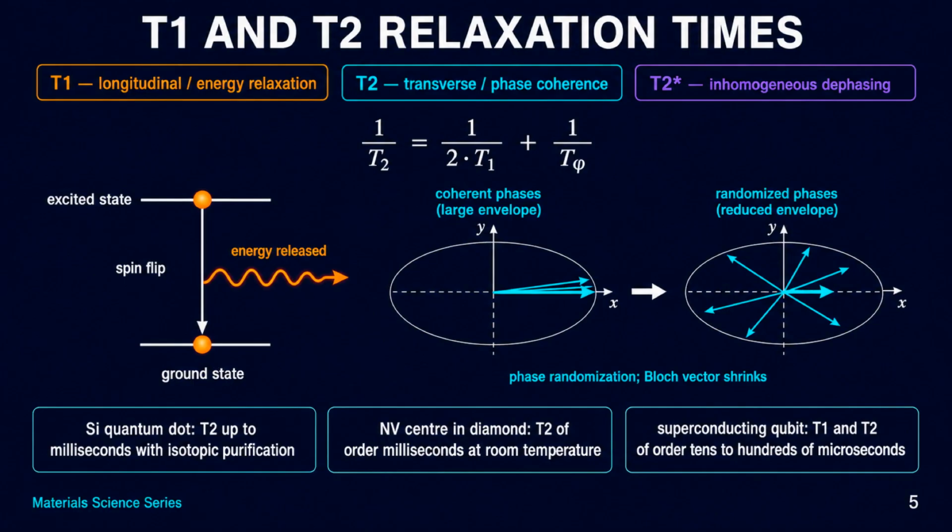Quantum coherence is essential for quantum computing, characterized by relaxation times. T1 is the longitudinal or energy relaxation time, how long before an excited spin decays to ground state. T2 is the transverse or phase coherence time, how long superposition phase information persists. T2 star includes inhomogeneous effects. The relation 1 over T2 equals 1 over 2 T1 plus 1 over T phi connects these timescales.